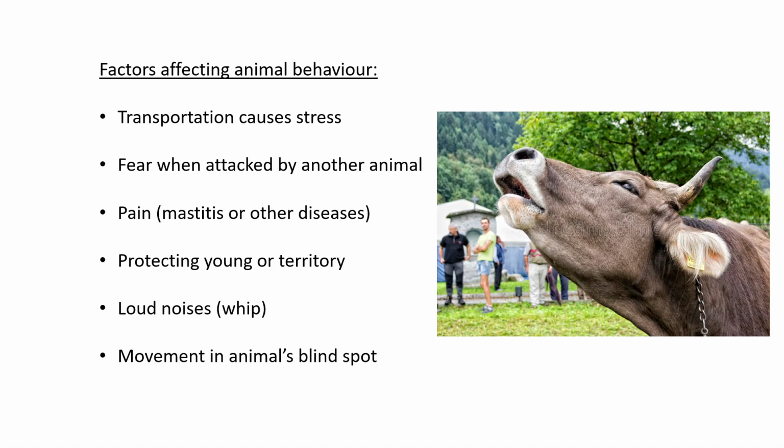Then also pain can cause unpredictability, and the examples are here: mastitis or other diseases can cause discomfort and pain. Mastitis we will talk about later when we talk about diseases, but basically it's when the udder of a cow is swollen and there's an infection of bacteria. Then also when they want to protect their young or their territory, and any loud noises like we've mentioned, whips, can cause them to be unpredictable.